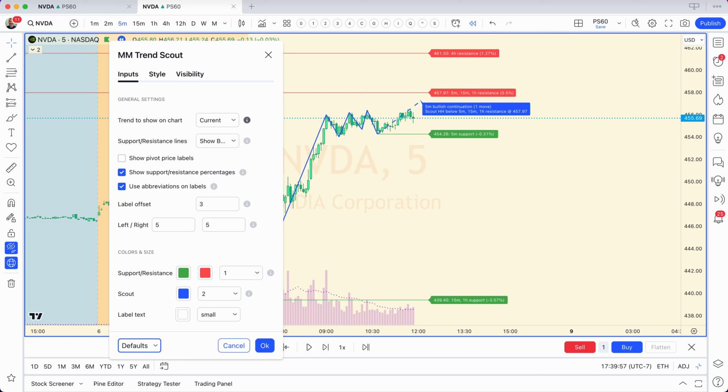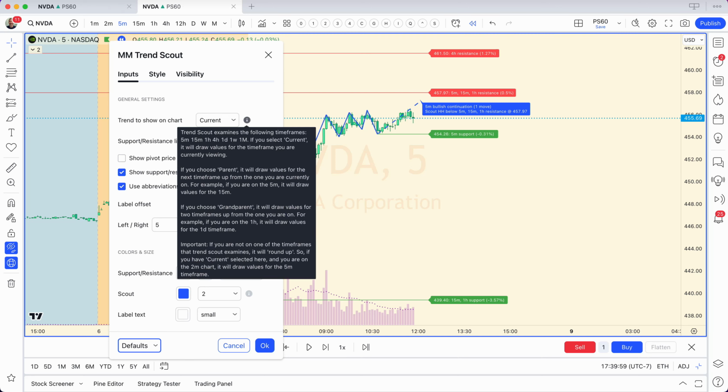And if you hover over that info, it tells you everything you need to know to understand what this dropdown is for. But essentially, what the Trend Scout indicator does is it looks at the pivots on multiple time frames and then renders the ones that matter on this chart for you. So specifically, the time frames that it looks at are the 5-minute, the 15-minute, the 1 hour, the 4 hour, the 1 day, the 1 week, and the 1 month.